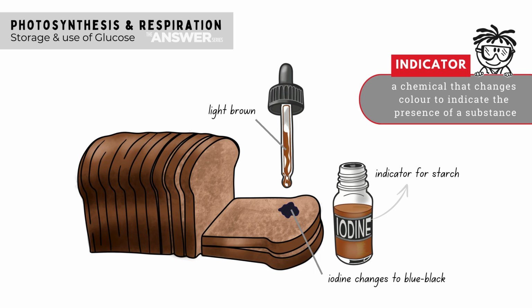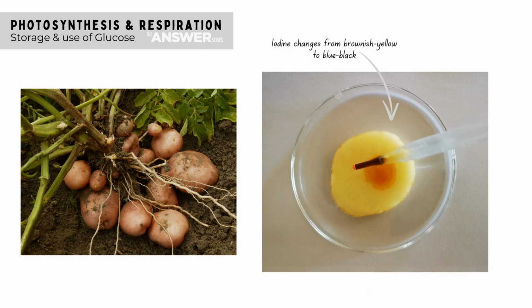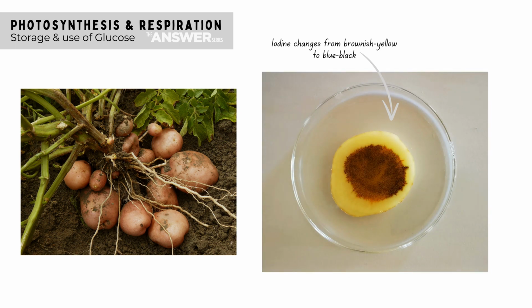You may have used iodine before when testing for starch in potatoes or bread. The iodine solution changes to a blue-black color because starch is present in the potato or bread. Potatoes are part of the roots of a plant, so a lot of the soluble glucose that the plant makes during photosynthesis is transported to the roots and then stored there as starch, so potatoes have a high starch content.